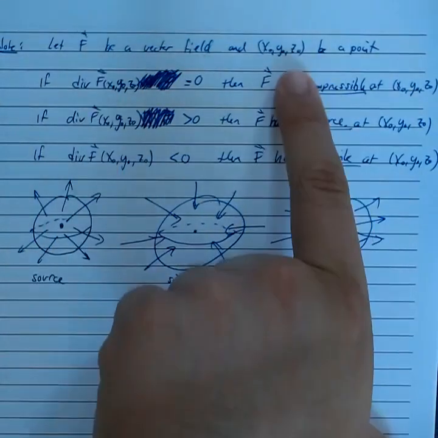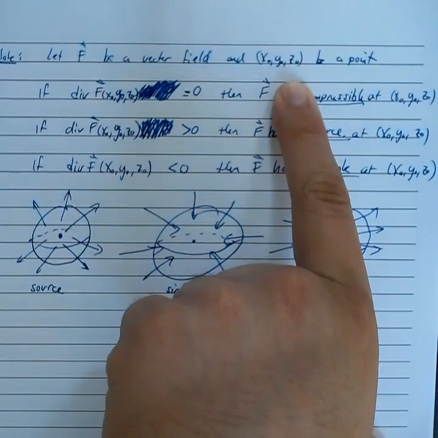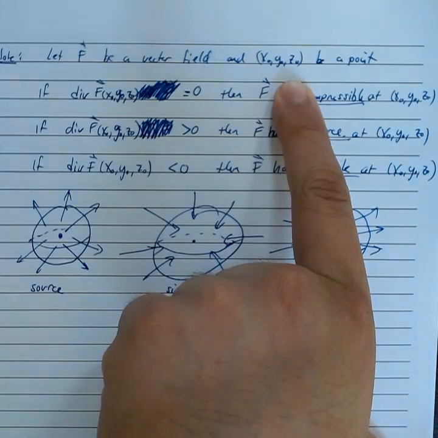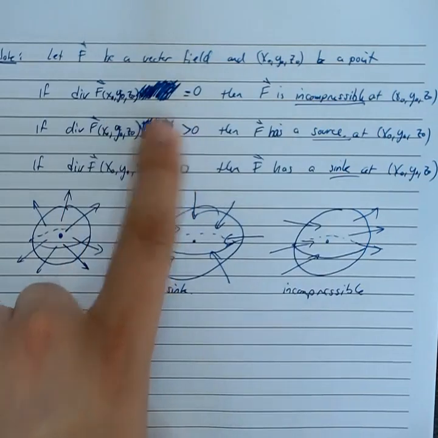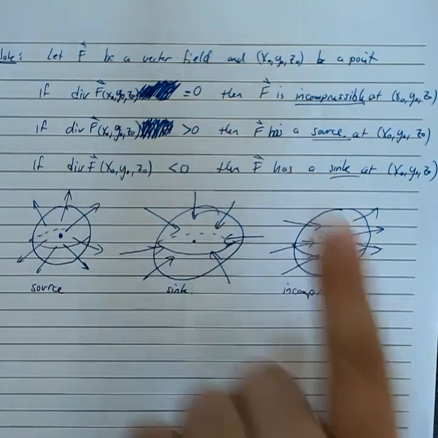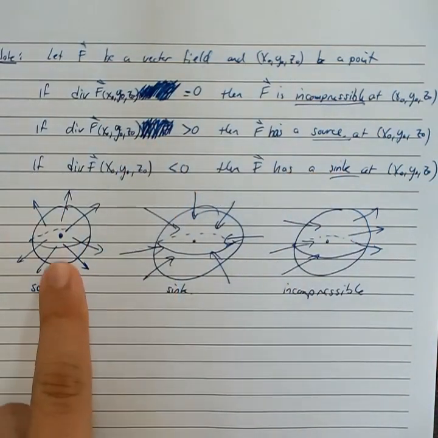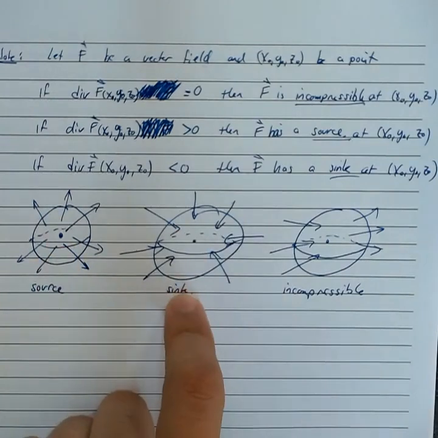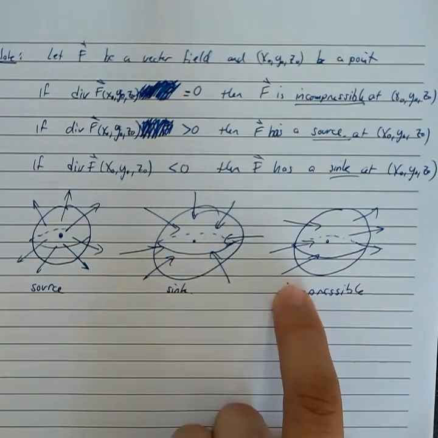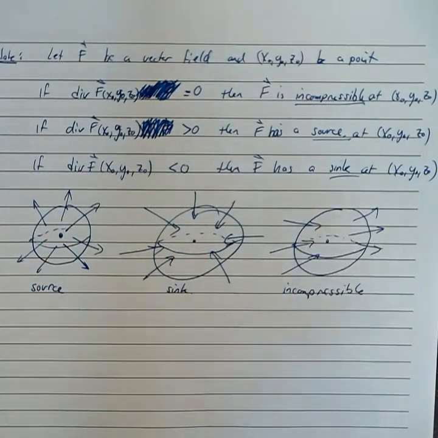If you have a vector field and a point over which your vector field has been defined, then the divergence of F at that point being equal to 0, greater than 0, or less than 0 tells you that that point is either a source, where the net effect is that vectors are coming from that point; a sink, where the net effect is vectors are going to that point; or incompressible, where you don't really have either. It's a balance between the two.